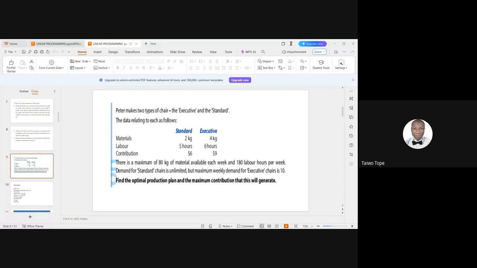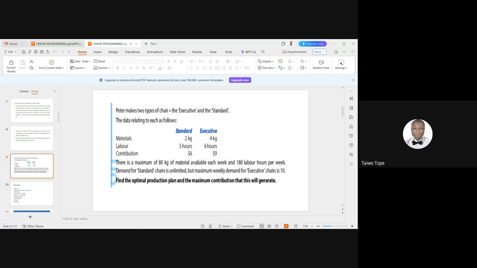So we solved an example in that class, and tonight we're going to revisit these assignments to know what the issue is. Then there is a question I will forward again to the platform that will lead us to the issue of shadow price, which is very important. So looking at this question, the question reads that Peter makes two types of chair, the executive and the standard. The data relating to each are as follows.